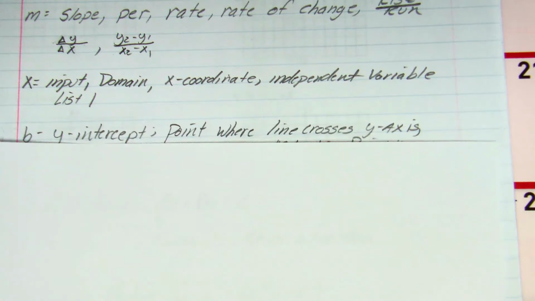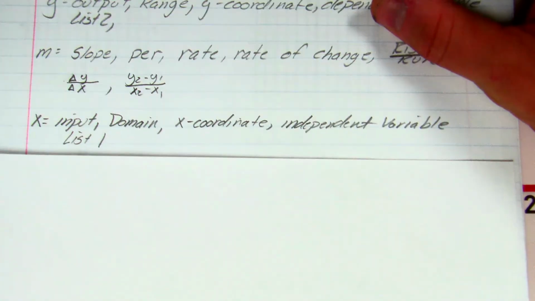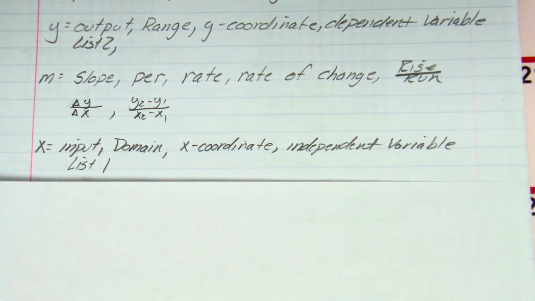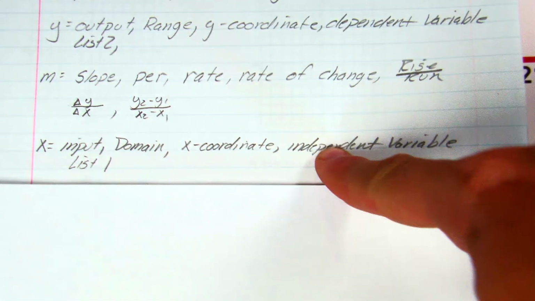Then we move on and we have the letter x. So think of everything the y is, the x is the opposite of. So let me scroll down just a little bit so you can see what I'm talking about. If y is your output, x is the input. If y is the range, x is the domain. If y is the y-coordinate, x is the x-coordinate. If y is the dependent variable, then x is the independent variable. And if y goes in list 2, then x goes in list 1. So if you can remember this, hopefully you can derive what that one is.